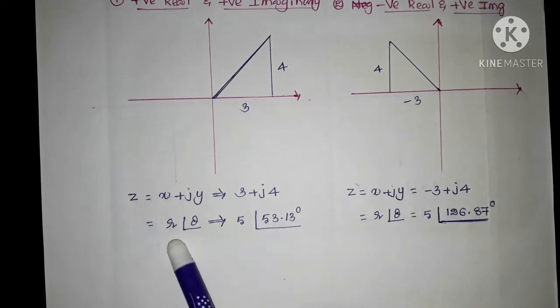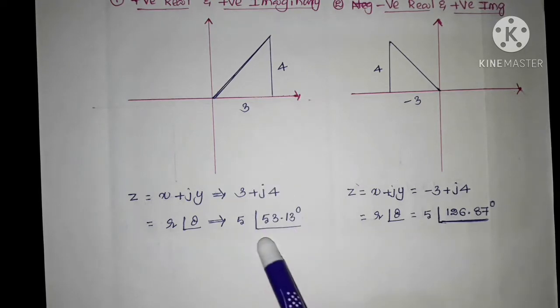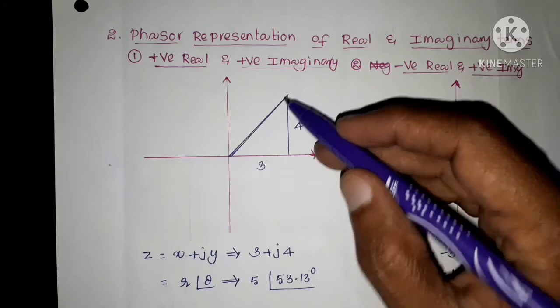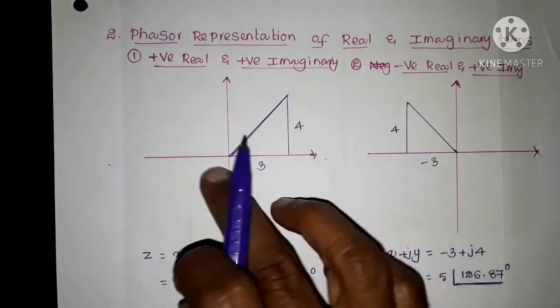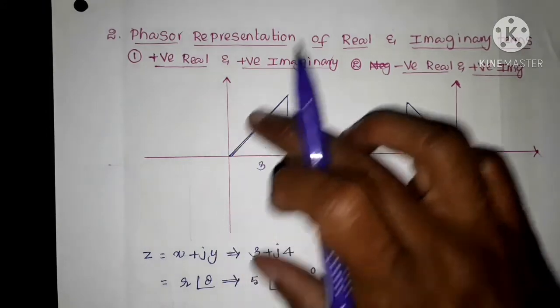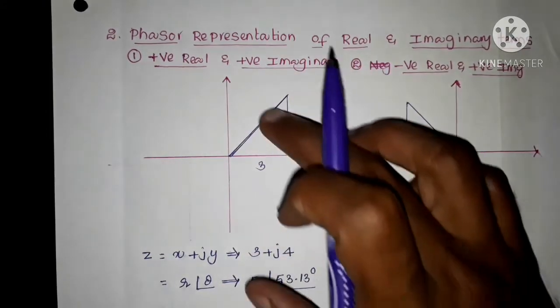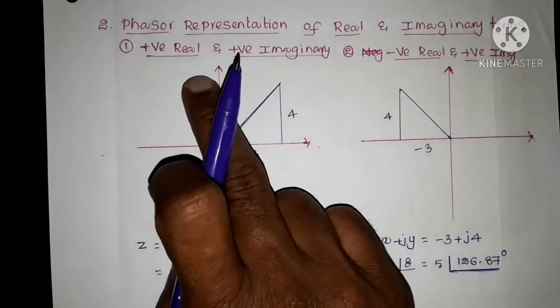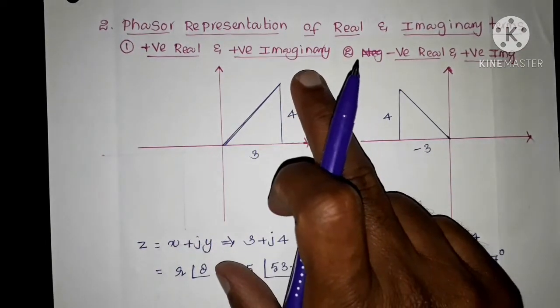So what is the value of r and theta? It is 5 at an angle of 53.13, which means the magnitude is 5 and it is making an angle 53.13 with the reference. So this is the reference, and with the reference this resultant, which is 5, is making an angle 53.13. So this is positive real and positive imaginary.